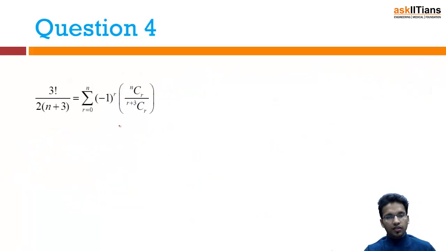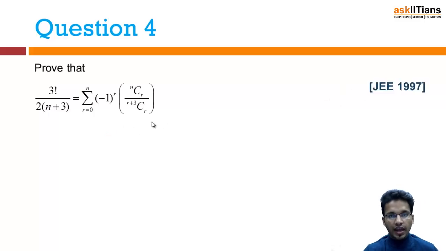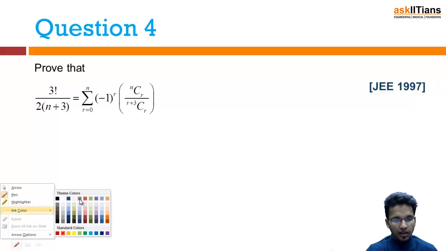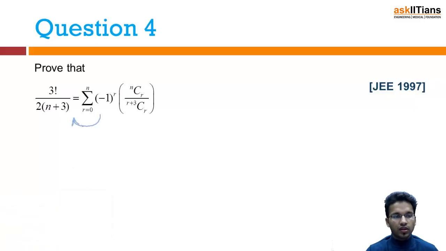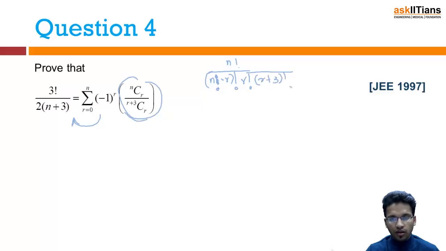This is an analytical question again, a good one. This came in IIT 1997. So you have to prove that this thing equals the other. We'll start with the right hand side, and we have to prove that it is equal to the left hand side. Again, first we will simplify this thing. So this is n factorial over n minus r factorial, and into r factorial. In the denominator you will have r plus 3 factorial over 3 factorial, r minus r, and into r factorial.